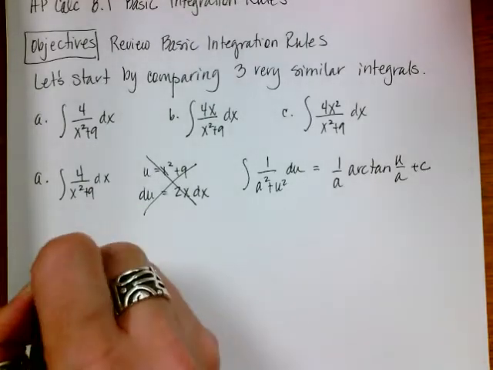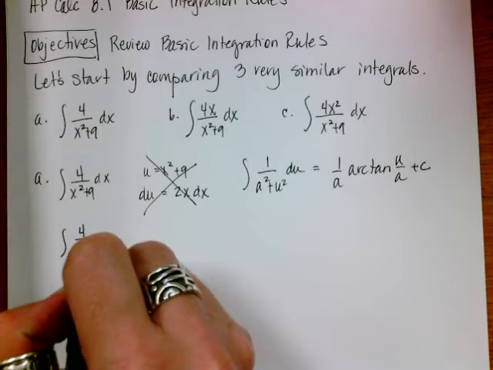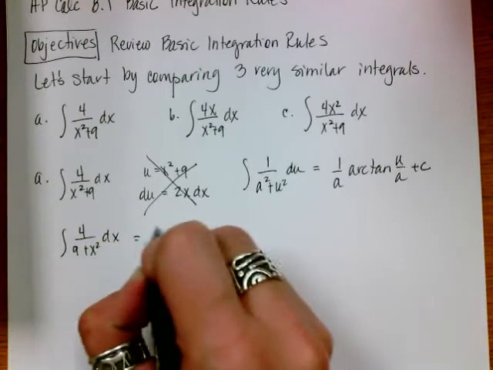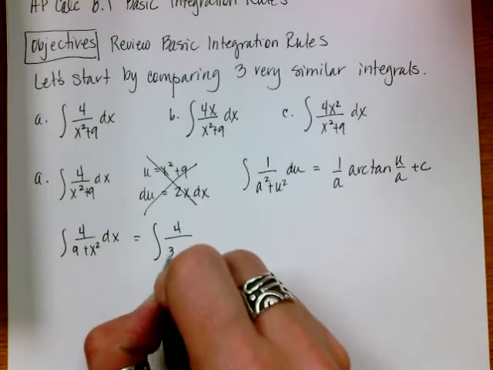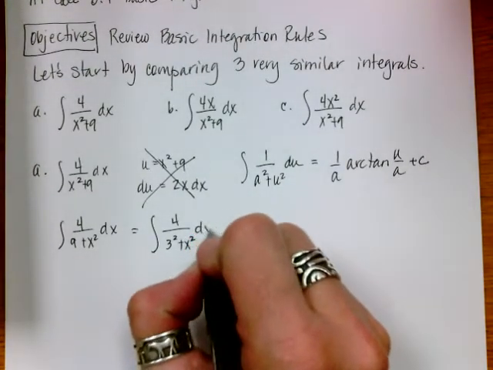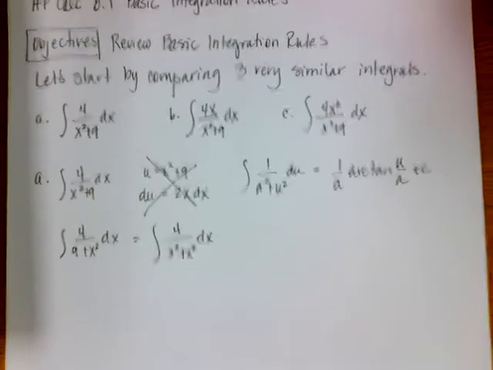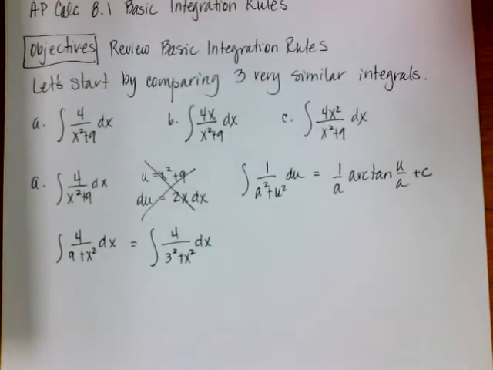So I'm going to rewrite it a little bit and make it the integral of 4 over 9 plus x squared dx, which is 4 over 3 squared plus x squared dx. So now it's very similar to what we've already done. All I need to do is substitute into my formula.